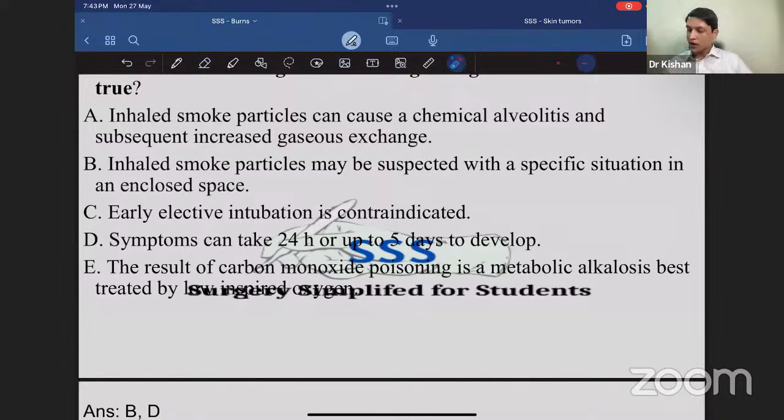Carbon monoxide does not mean CO2 retention or respiratory acidosis. So it may cause compensatory metabolic alkalosis, that we may think like that. That's wrong. Okay, so the concept should be clear.